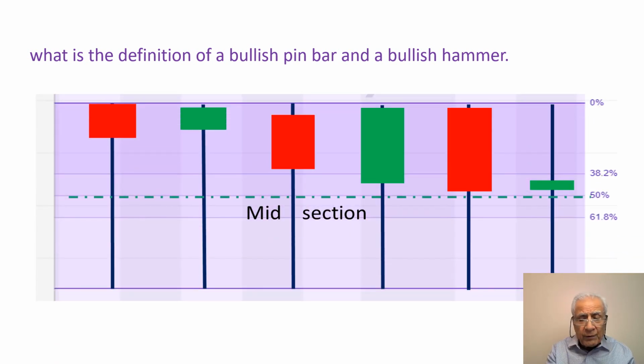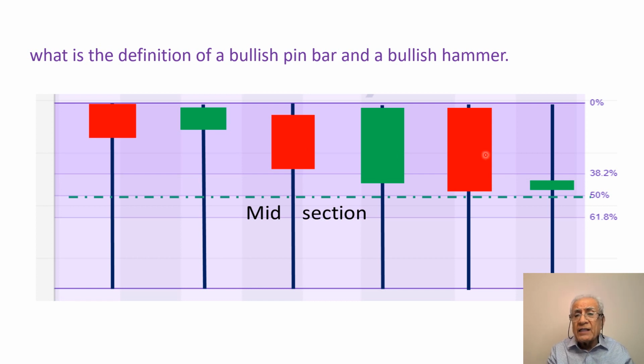Now put the zero of the Fibonacci tool on the high of the pin bar and 100 on the low of the pin bar. Now, if the body of any of these pin bars is above the 38.2%, you consider that pin bar as a hammer. So this is not a hammer, because the body is below 38.2%. This is not a hammer, this is not a hammer, but this is a hammer. This is considered a hammer, and this is considered a hammer. Among these three hammers, the one with the green color is considered the strongest hammer. This is the second strongest, and this is the third strongest.